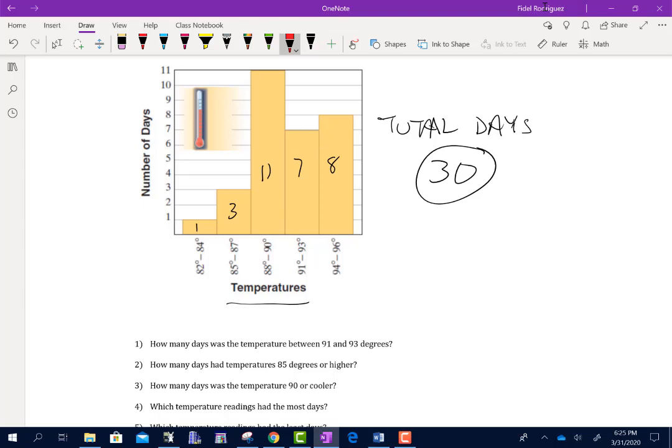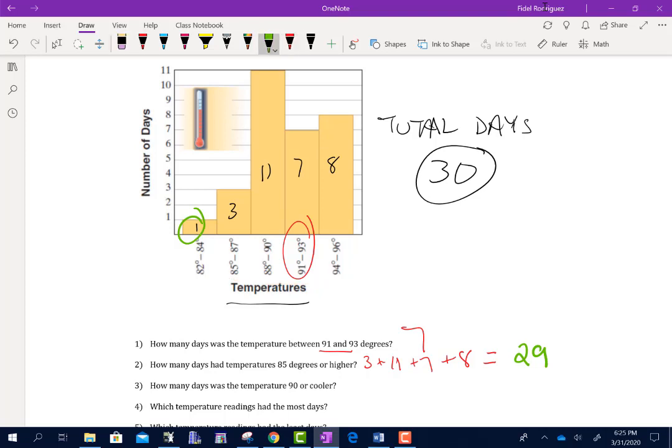How many days was the temperature between 91 and 93? Right there, 7 days. How many days had temperatures of 85 degrees or higher? 85 degrees or higher are going to be all those days. So we're going to add 3 plus 11 plus 7 plus 8. Guys, if you notice, we added all the numbers except for that one. So we had a total number of 30 days, and now we'd have 29. Okay.